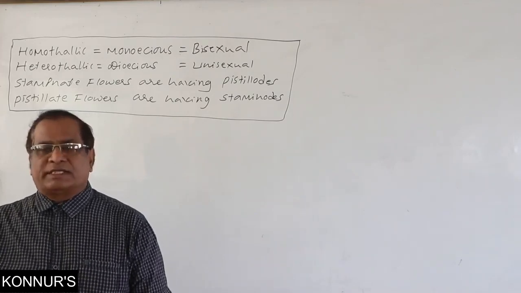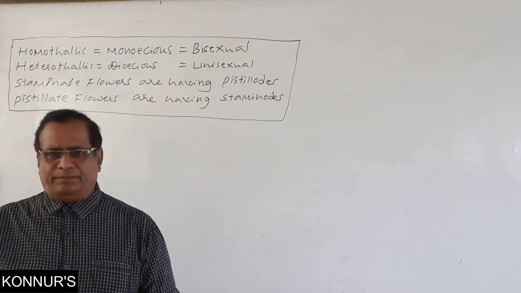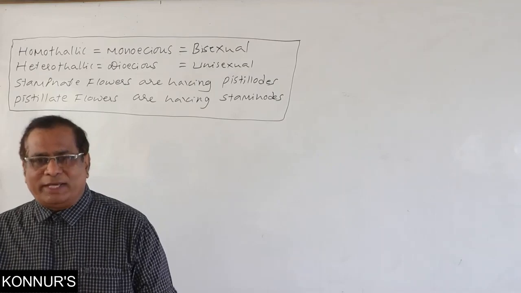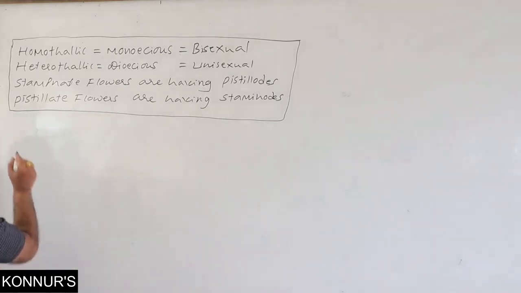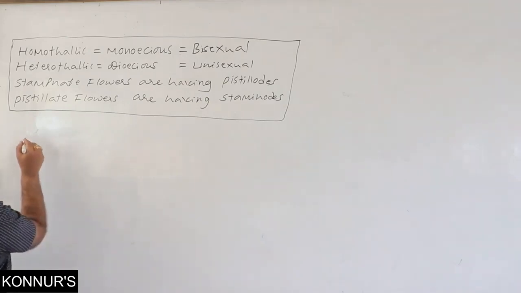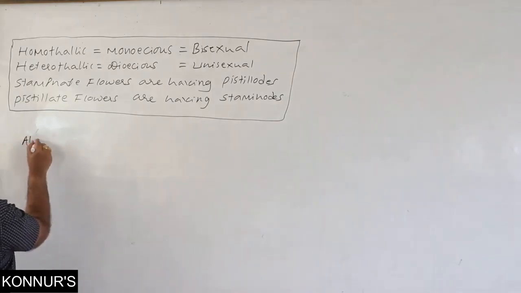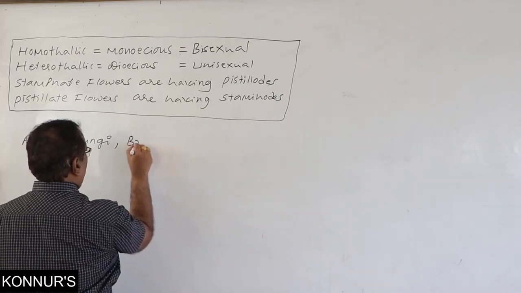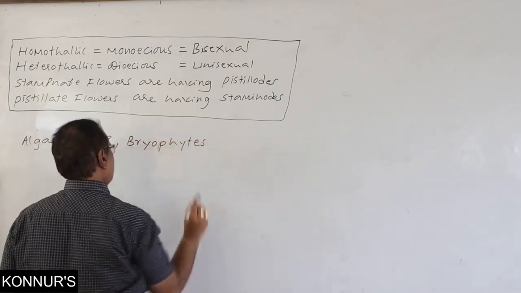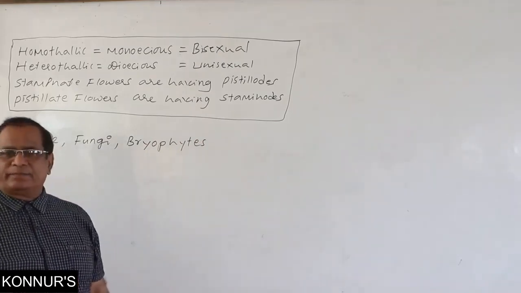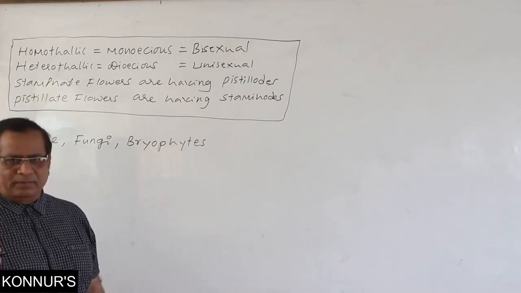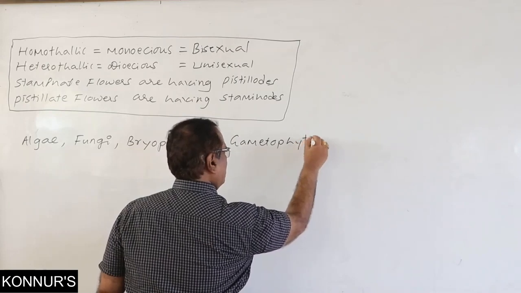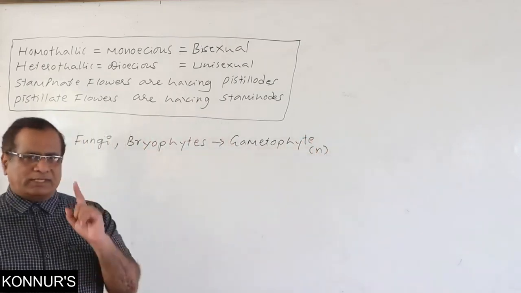And now it's time to discuss, during gamete formation, which type of cell division takes place. A pattern of cell division during gamete formation. We do have plants like algae, fungi, bryophytes. In these plants, plant body is haploid and is said to be gametophyte and is haploid. Only one set of chromosomes.